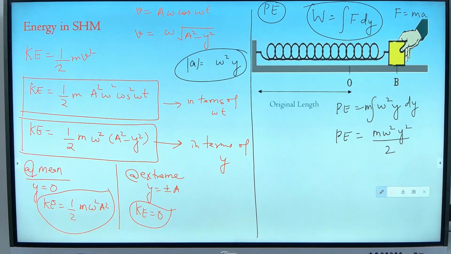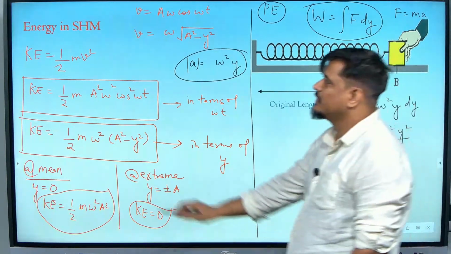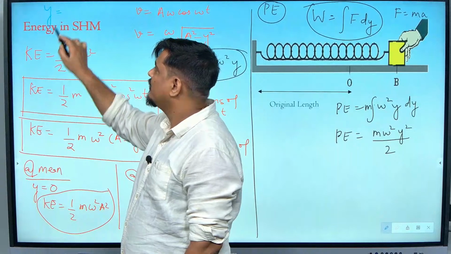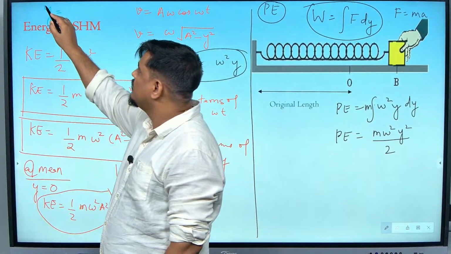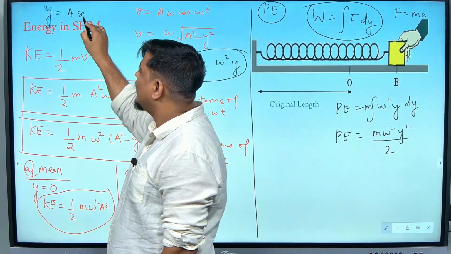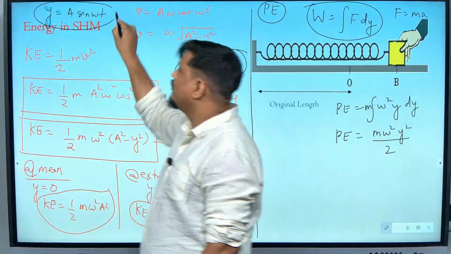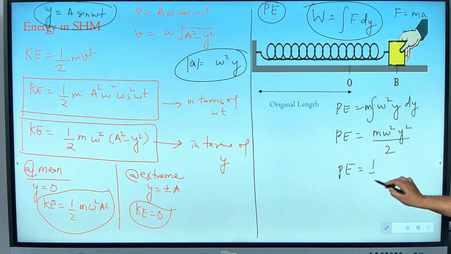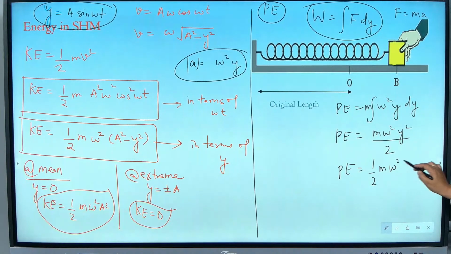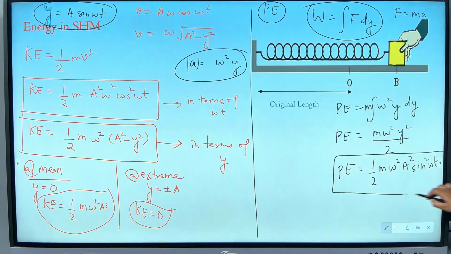Do you agree? And if I put the value of y, what is the equation of y? y is equal to A sine omega t, isn't it? y is equal to A sine omega t. If I use this here, then I am going to get potential energy as half m omega square. Instead of y square I will write A square sine square omega t. This is the equation of potential energy.